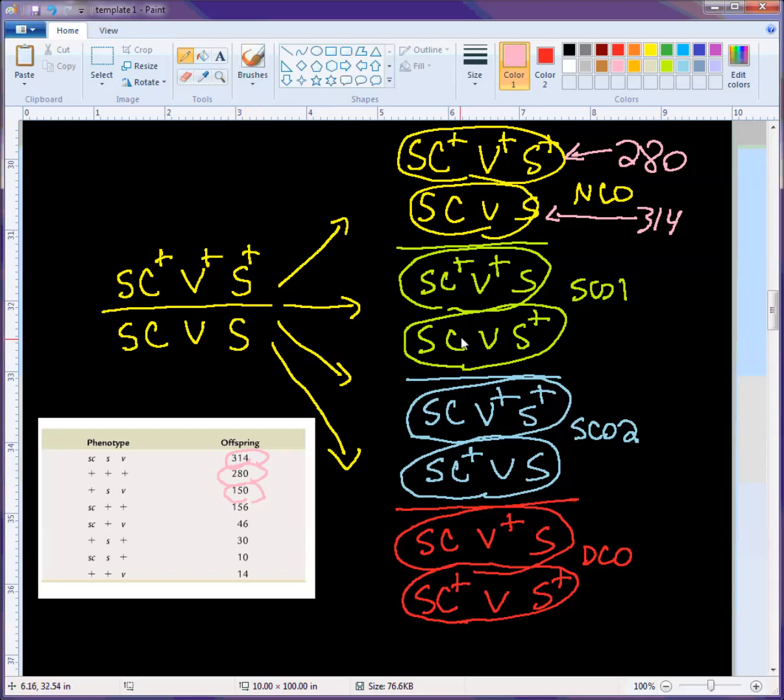150 came from a gamete with mutant sable and vermilion. Can you see that anywhere? 150 from there. 156 came from a gamete that had wild type alleles for vermilion and sable but not scute. 46 came from a gamete that had mutant alleles for scute and vermilion but not sable.